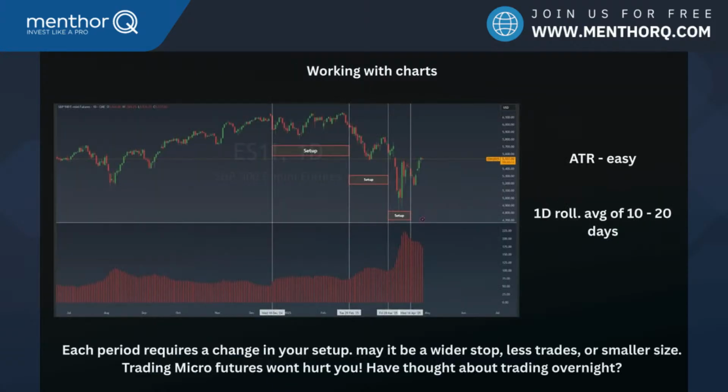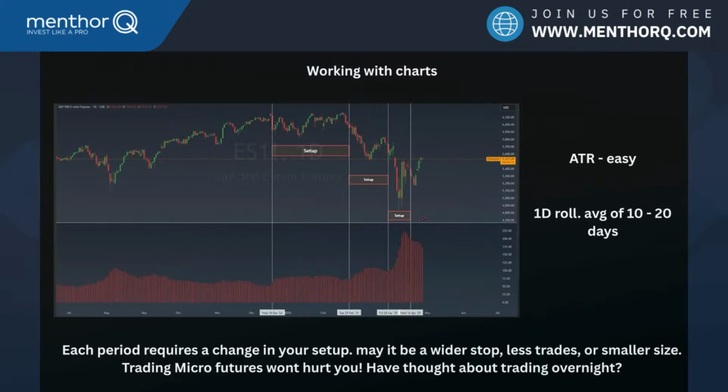Now we are going over to some charts, to some models where we can define our risk a little bit more. And I wrote down here, each period requires a change in your setup. May it be a wider stop, fewer trades, or smaller size. So what does this mean? This is the ES chart on a daily time frame. Daily time frame just to show you a very, very simple metric, which is the so-called average true range. This is the red plot on the bottom of the chart here.